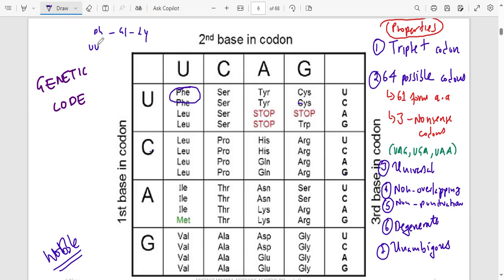Okay, UUC or UUU, isn't it? And then for glycine, who can give me the codon? It's here. You can just get one. Okay, GGU. And then how about for leucine? It is here. You can get one.